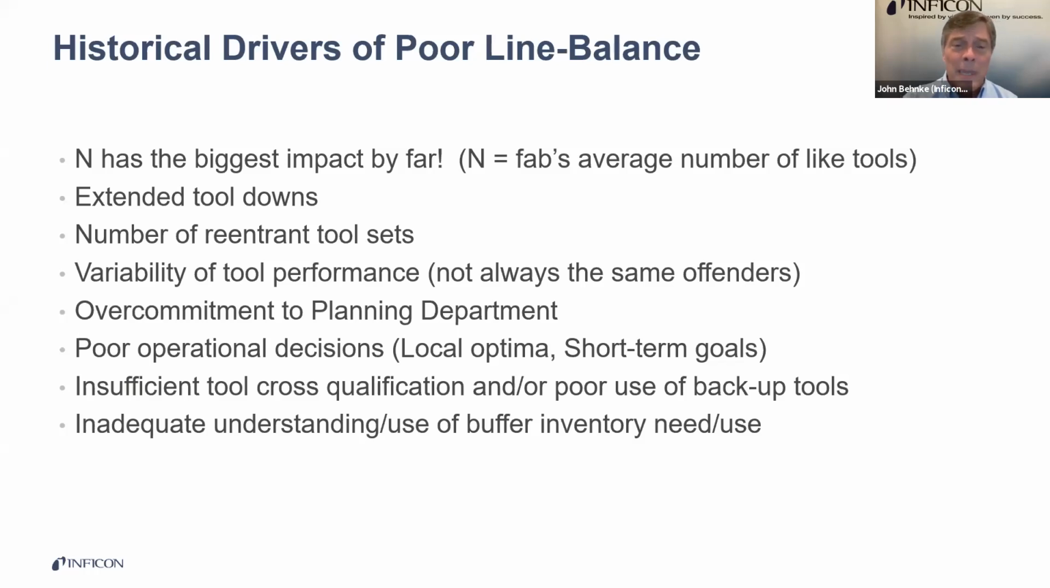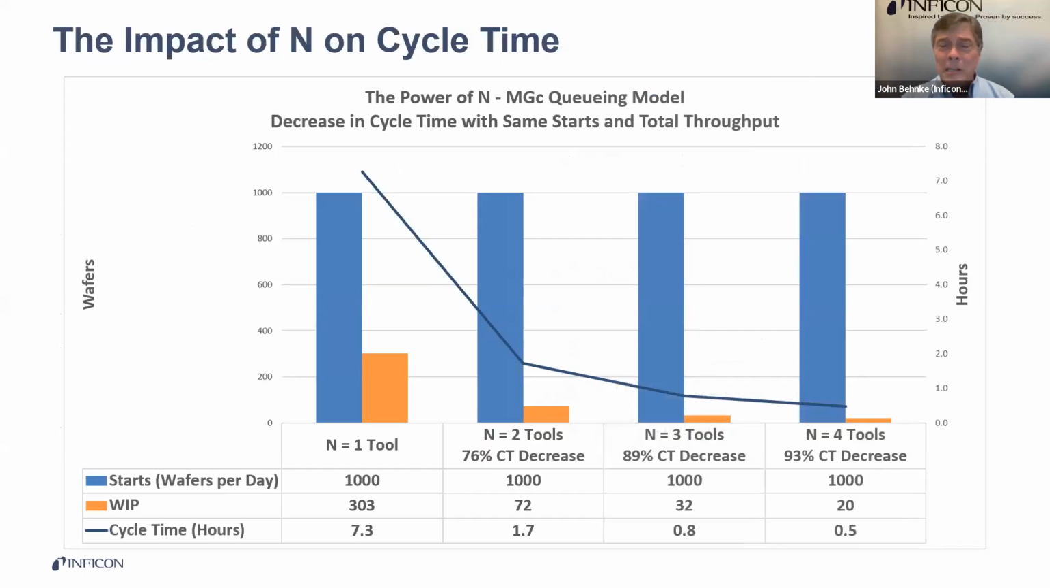One way to make N effectively larger is by cross-qualifying tools and allowing them to be quickly qualified for different operations. That's often overlooked by people, and very critical if you have a factory that is not large. And then buffer inventory, we don't really have time to get into that, but either the overuse or underuse can play a lot into linearity. So N is a big deal.